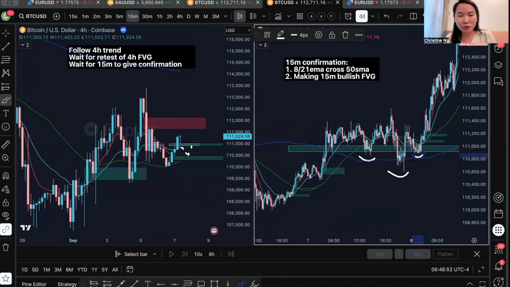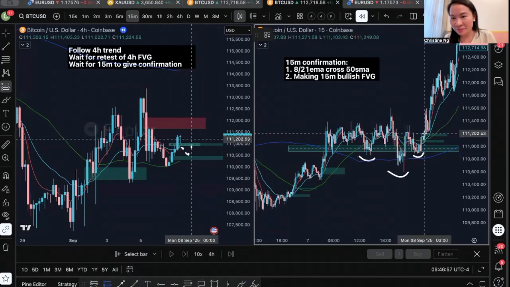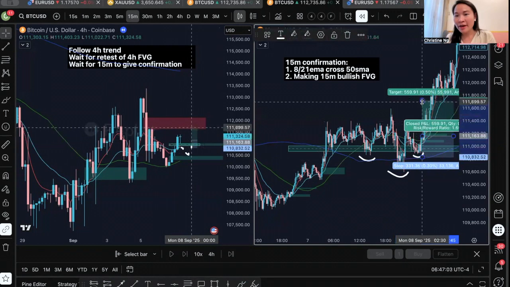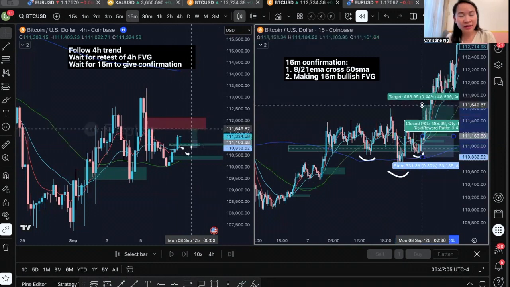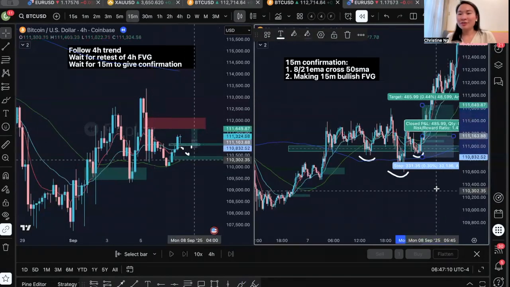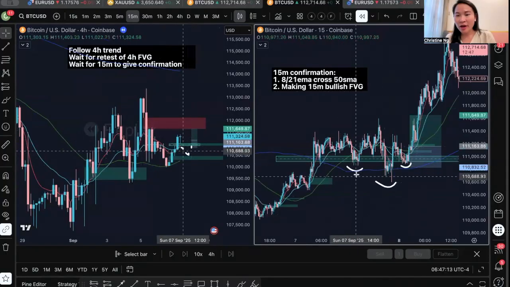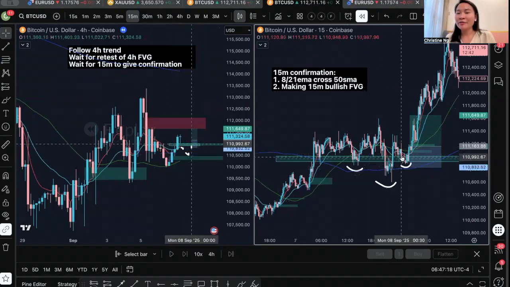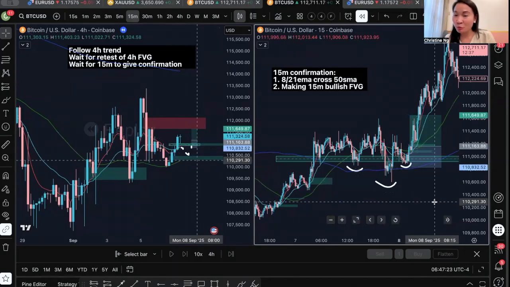So that was a good confirmation for me to go long, and that's where I entered long around here with my stop loss below the swing low and target at least a 1:2 or target the recent high resistance over here. So that was a very nice trade where I went long following the trend of the higher time frame and getting confirmation on the lower time frame when I see bullish fair value gaps on the 15 minutes and also the 8 and 21 EMA crossing the 50 SMA.